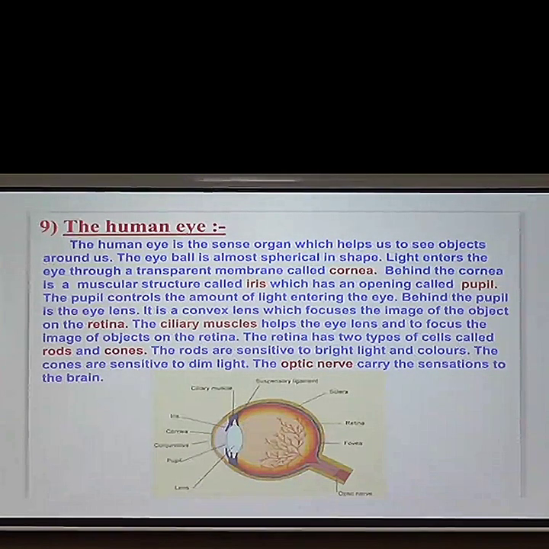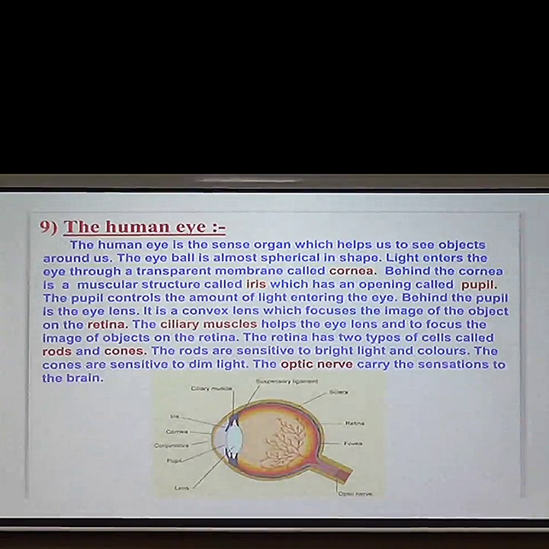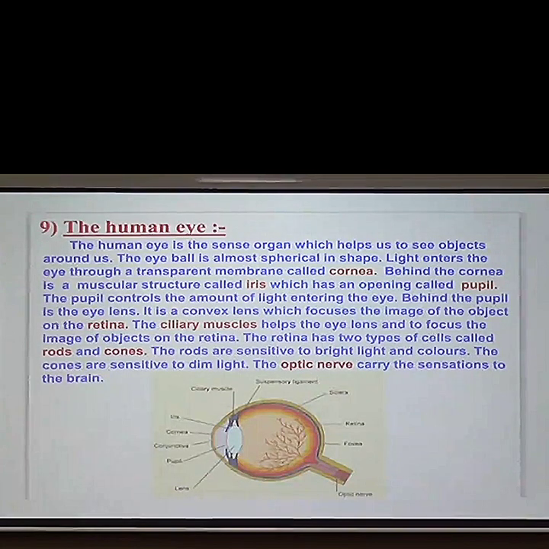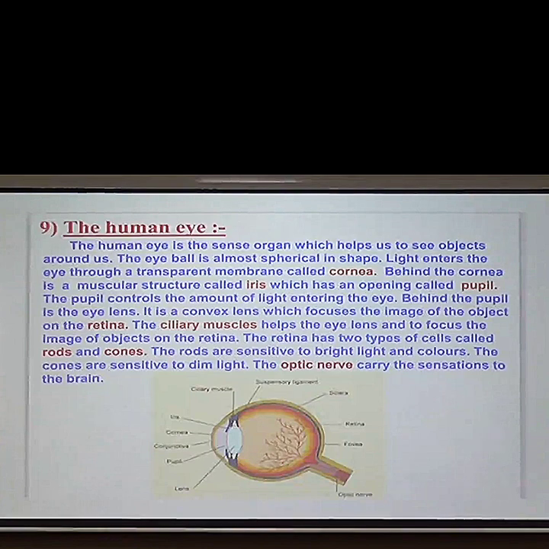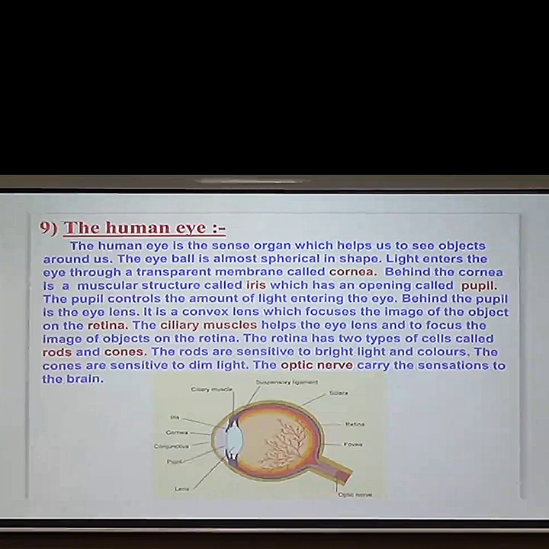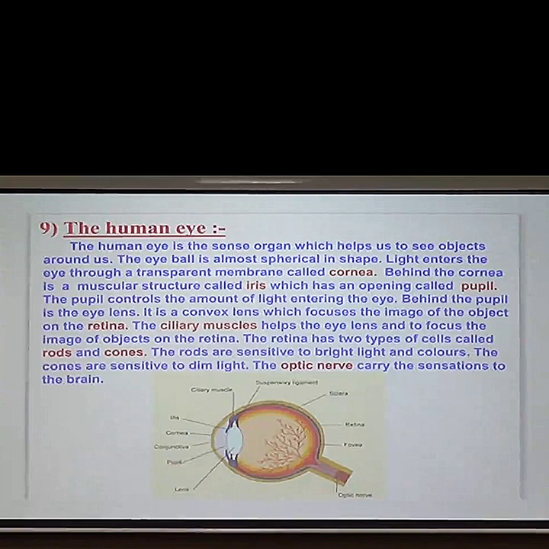Now, what is a cornea? Cornea is a transparent membrane in the front part of the eye from which the light enters. And behind the cornea is a muscular structure which is known as iris, which has an opening called pupil. The pupil controls the amount of light entering into the eye. For example, if the light is very bright, the pupil is contracted. But if the light is very dim, the pupil expands so that maximum amount of light can enter through pupil.